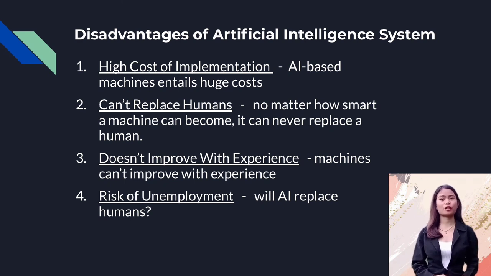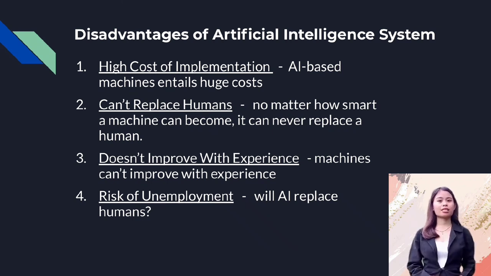Second, can't replace humans. It is beyond any doubt that machines perform much more efficiently as compared to a human being, but even then, it is practically impossible to replace humans with AIs, at least in the near future, because you can't build human intelligence in a machine as it is a gift of nature. So no matter how smart a machine can become, it can never replace a human.